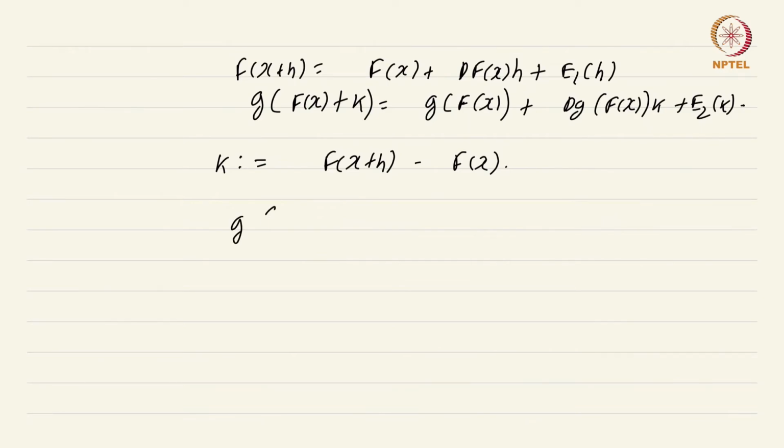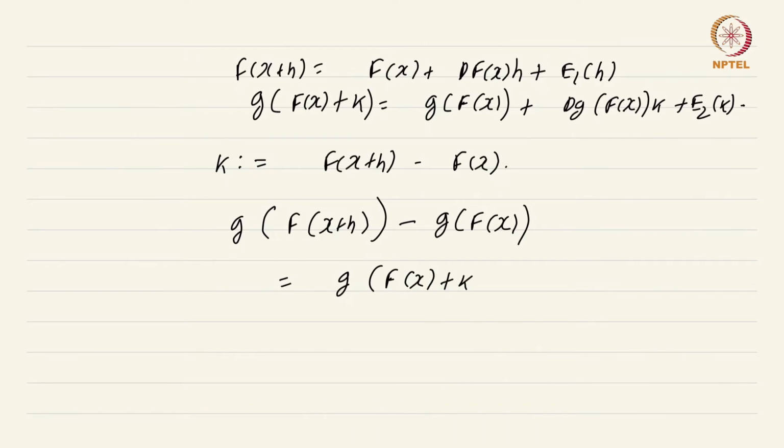Okay, so g of f of x plus h minus g of f of x is nothing but g of f of x plus k minus g of f of x, because k is nothing but f of x plus h minus f of x. F of x plus h is nothing but k plus f of x. Okay, so this is nothing but g of f of x plus k minus g of f of x.